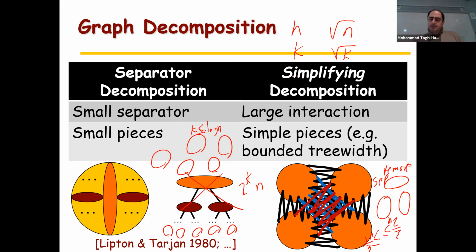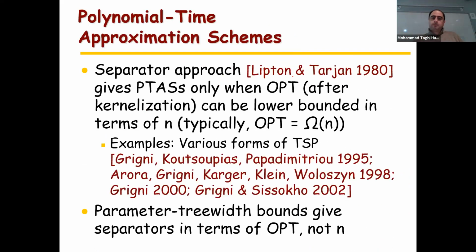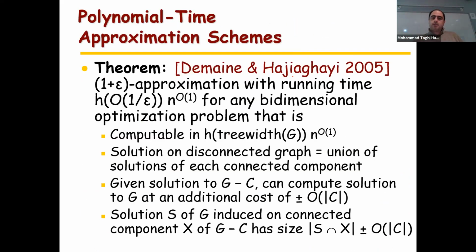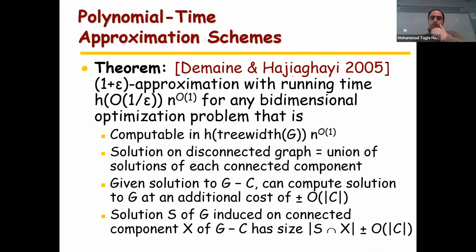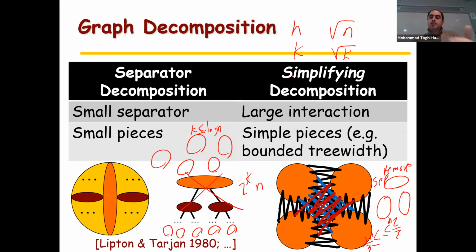And as I mentioned, this is essentially the Lipton-Tarjan approach that we discussed. This is originally the approach by Lipton and Tarjan, who used it for maximum independent set, but we generalized it through bidimensionality to lots of other problems. There is another one, called simplifying decomposition. Originally, the previous one is Lipton and Tarjan. This one essentially originally is Baker.